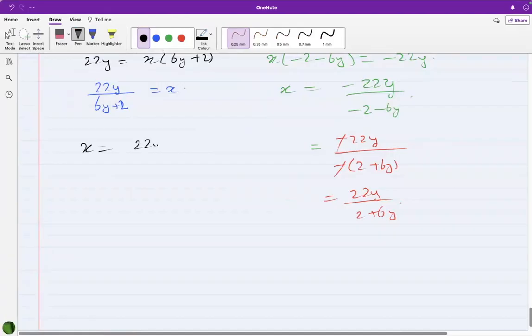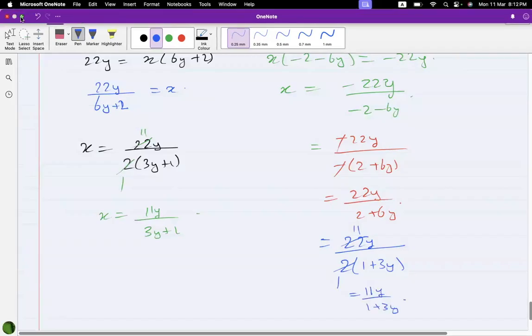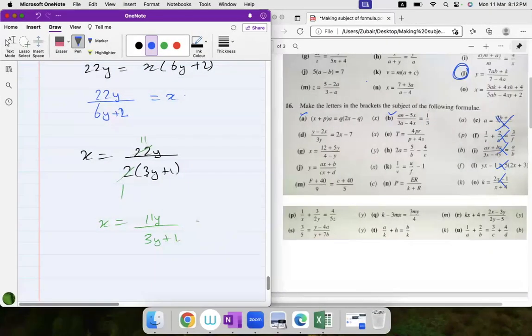x equals 22y over... If I take out 2 as common, this is 3y plus 1. And we can do 2 times 11. So finally, it is 11y divided by 3y plus 1. Okay, because it's just factorization that was possible. In the denominator, we have 2 in common. So 11y over 1 plus 3y and 11y over 3y plus 1 is the same. Let's try one more.